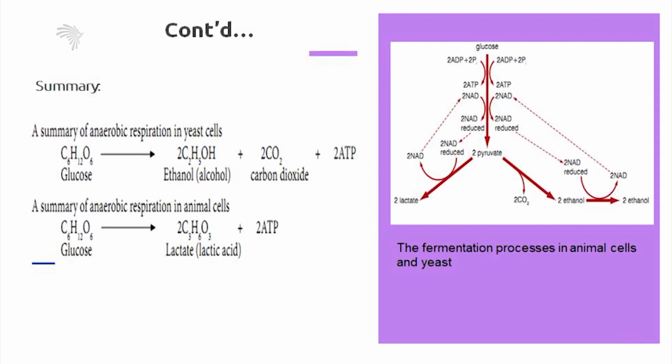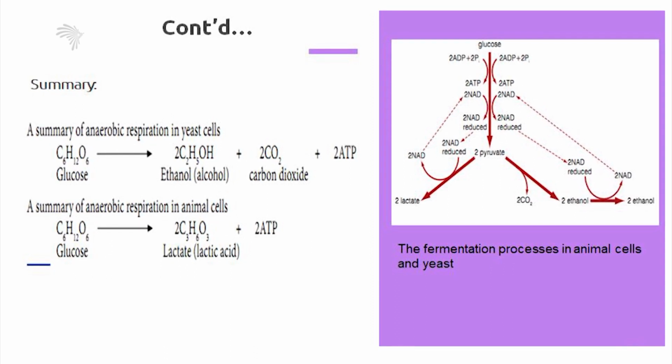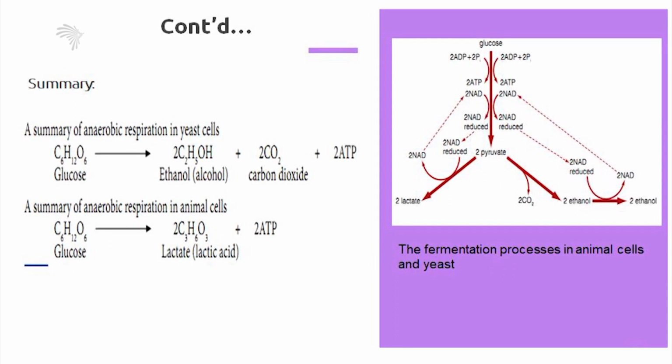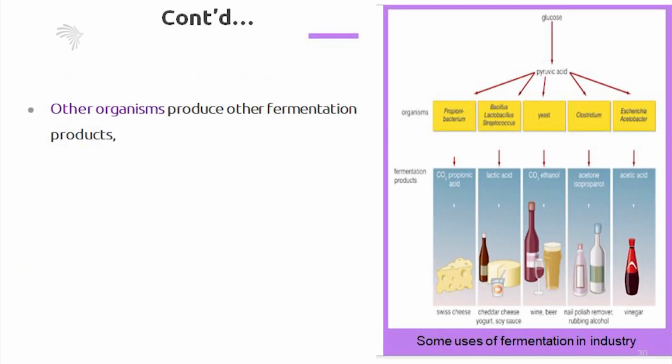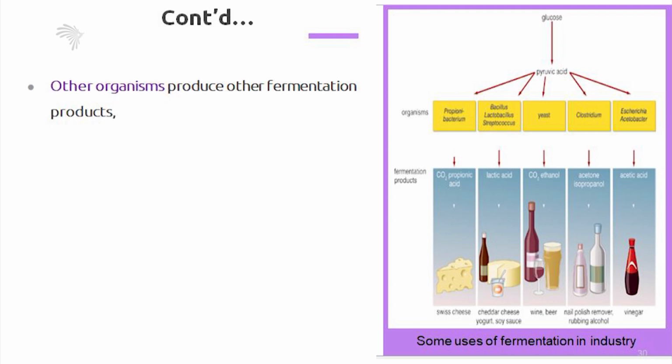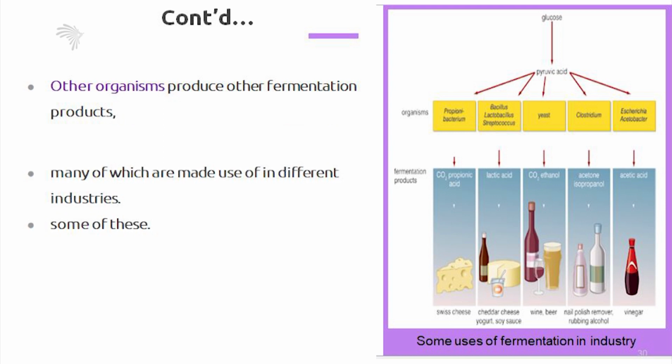For instance, in aerobic respiration in animals, at least most of the time, they can respire anaerobically and produce ATP molecules very quickly during rest. Other organisms produce other fermentation products, many of which are made use of in different industries. So you have organisms here that are used in different industries.